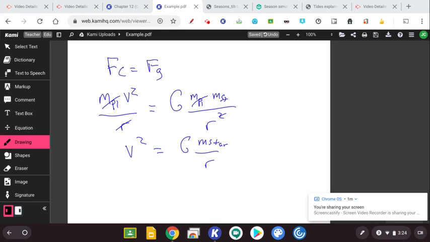When it's got a smaller radius, a smaller r value, it would have a bigger velocity. The bigger the star, the bigger the velocity. This works out pretty nice.